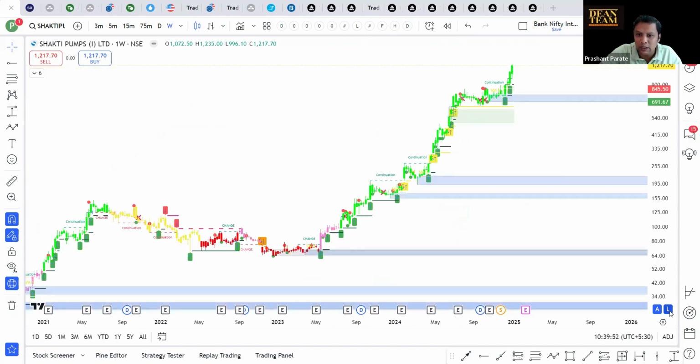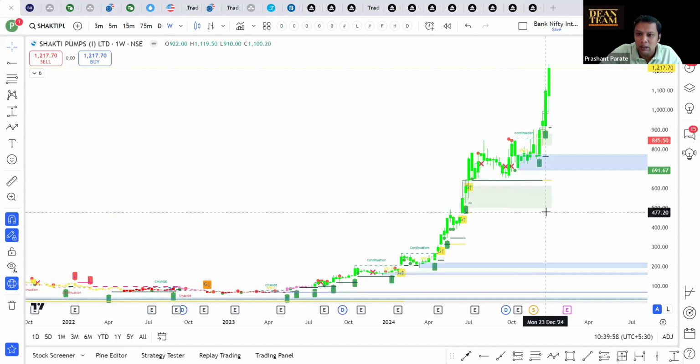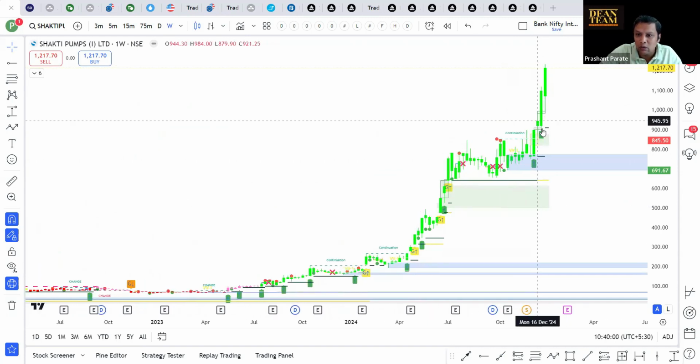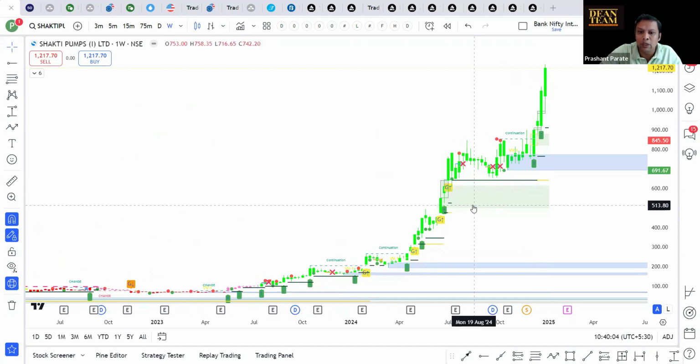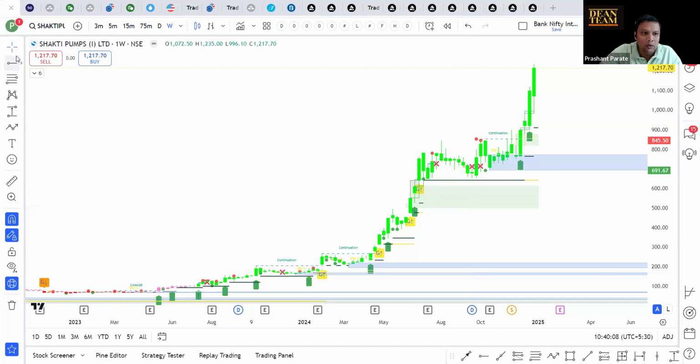If we check log scale, it does not show climatic move. If we check scale like this, it is showing climatic move. Strong bullish candles are visible. So if somebody is already holding, then they can look to book partial profits.